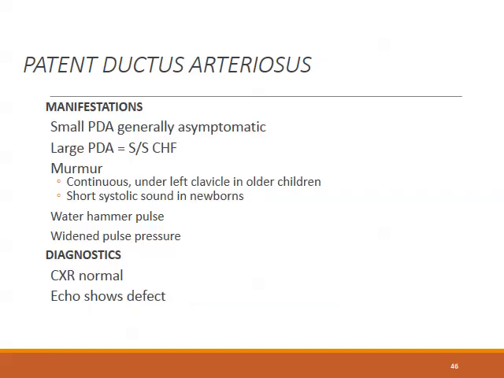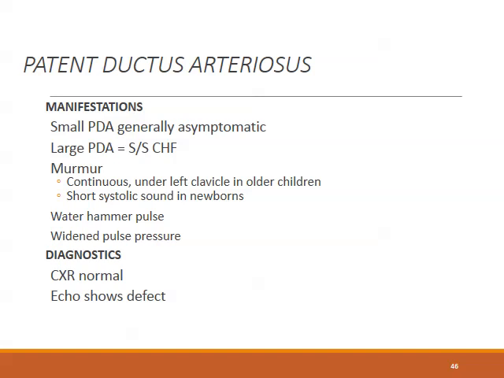Now, manifestations. If it's small, they're going to be generally asymptomatic. If it's large, they're going to have signs and symptoms of CHF. You're also going to hear a murmur. It's going to be continuous under the left clavicle in older children, and a short systolic sound in newborns. They will have a water hammer pulse and a widened pulse pressure.